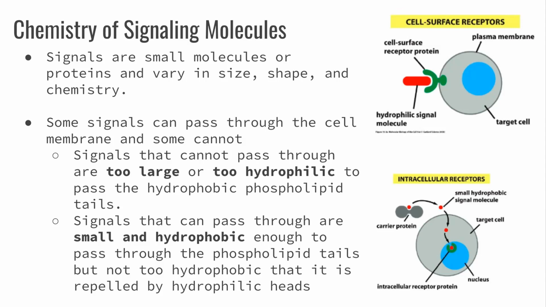And over here you can see the molecules or signals that can't pass through the cell membrane usually bind to an extracellular cell surface receptor, which then causes the signal to be transduced in the cell. And for signals that can pass through, they will bind a receptor inside the cell, and then the signal is transduced that way.